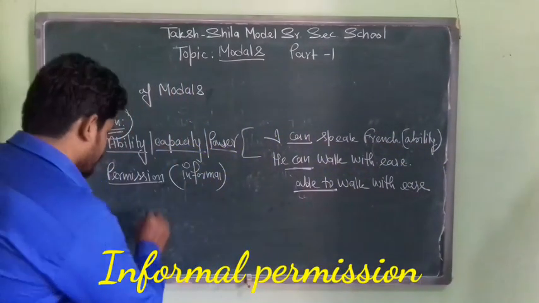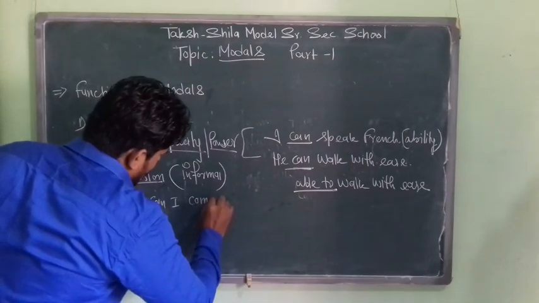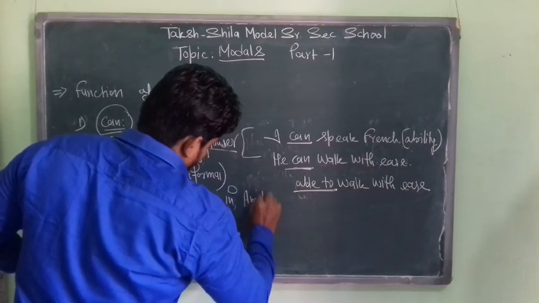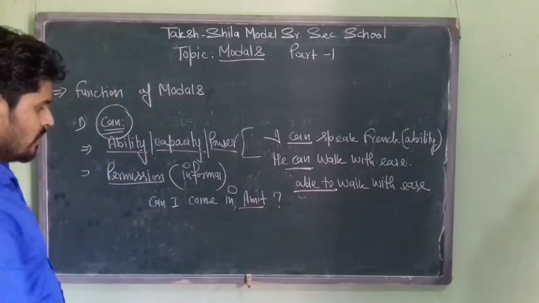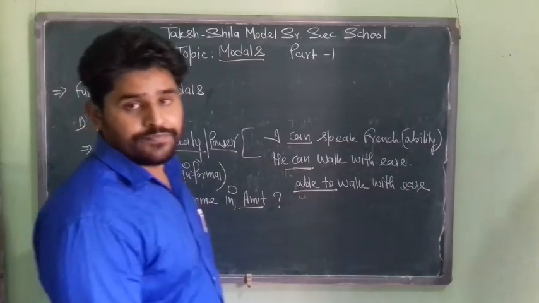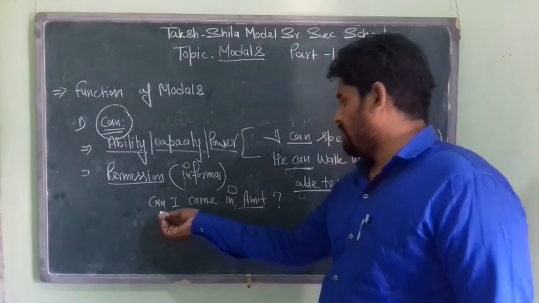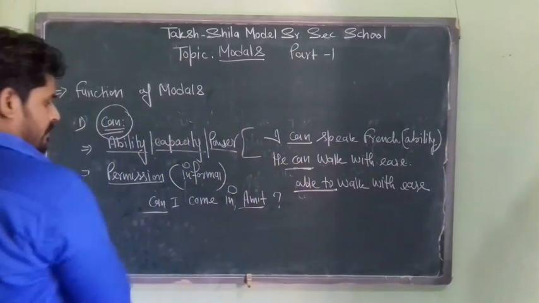For example, can I come in? Amit? I suppose Amit is my friend, so I am just asking him if I can come in. So what I will say, can I come in, Amit? So I'm using what? I'm using can.